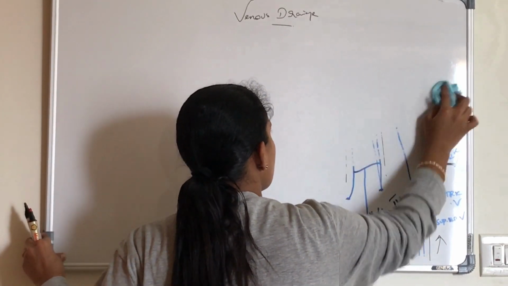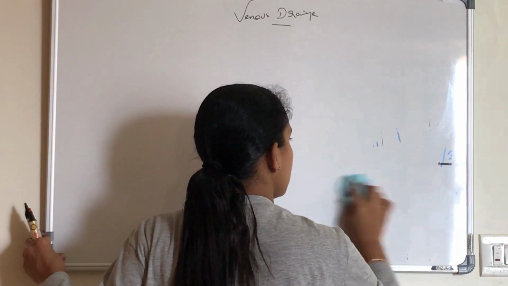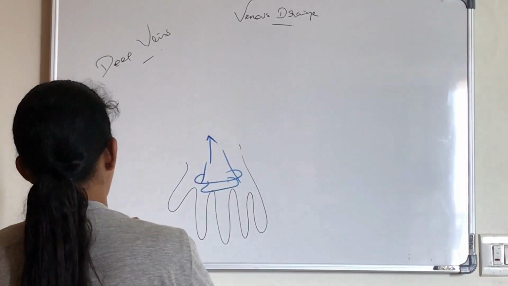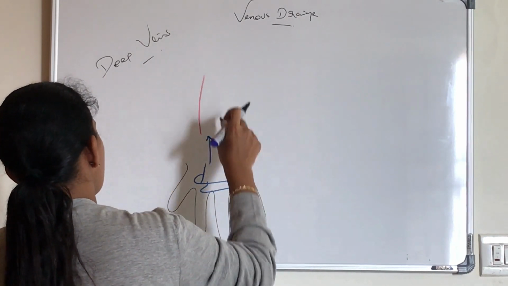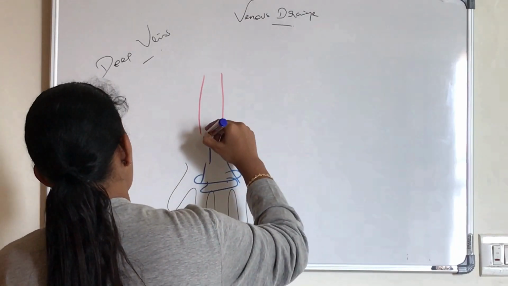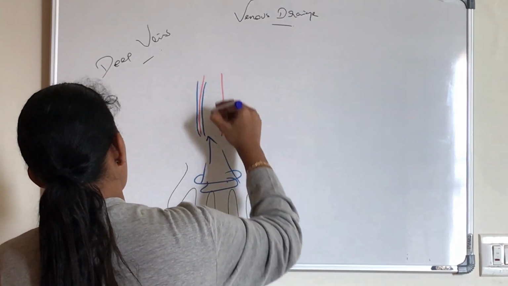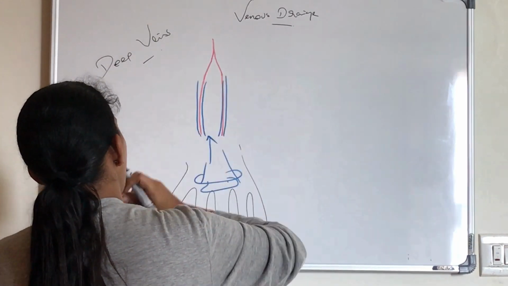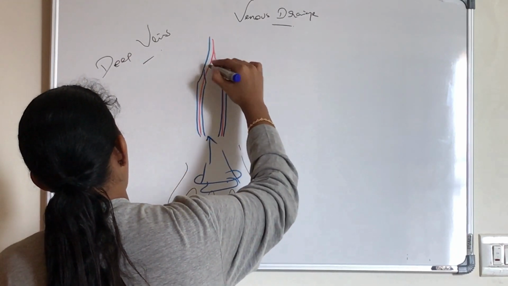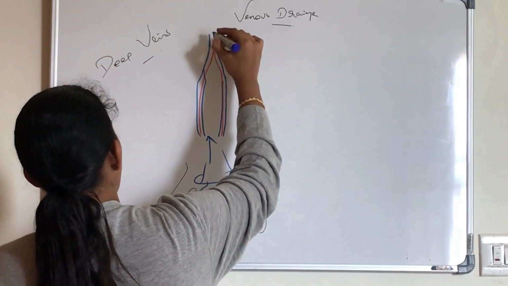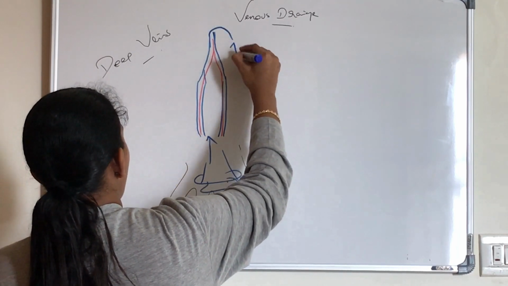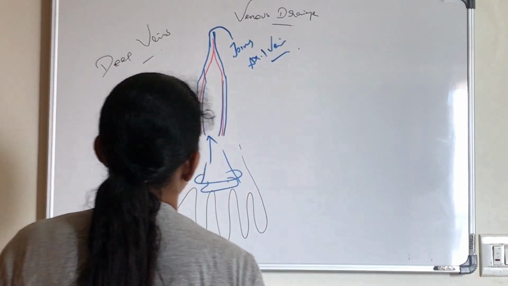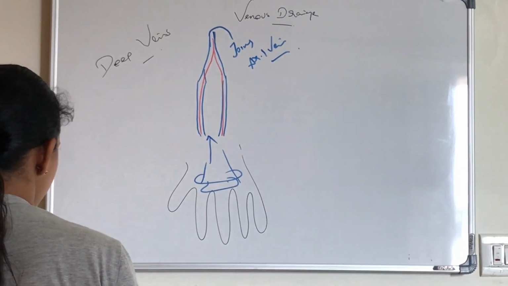Now what are the deep veins present in the upper limb? From the palmar venous arches, the veins drain into the venae comitantes of radial and ulnar artery. You have veins on either side of radial artery, ulnar artery, and these venae comitantes join the venae comitantes of brachial artery called brachial veins. These brachial veins join the basilic vein on the medial side.